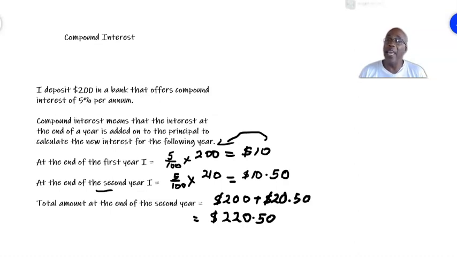If we want to find the amount at the end of the third year, we continue doing the same thing. We add that $20.50 to the $200 to get $220.50. That's the new principal. And then you find 5% of it to find the interest at the end of the third year. So let's look at an example.